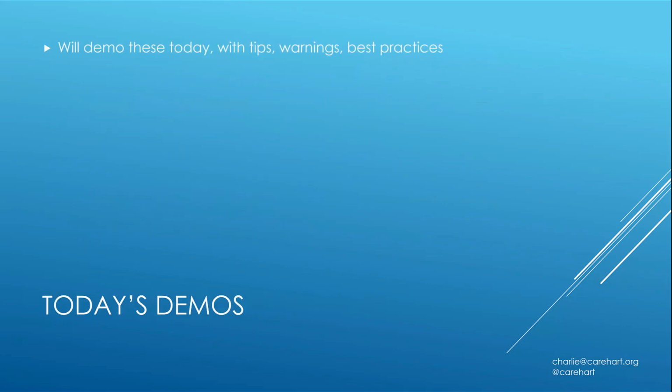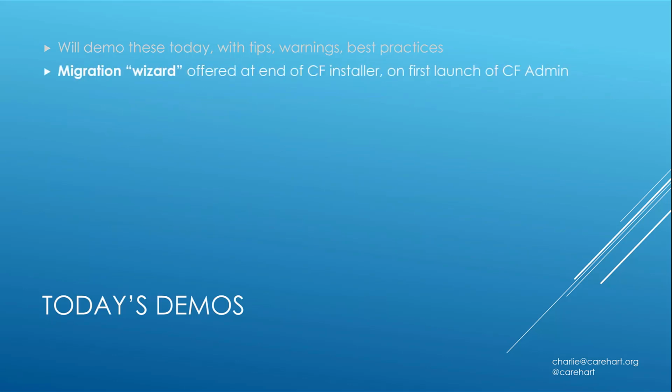And so today I'm going to show you these things, and I'm going to throw in some tips and warnings and best practices along the way. First, we're going to see the migration wizard that Adobe has long had in ColdFusion. It's offered at the end of CF installation when you first launch the admin. If it detects that there's a previous version, it says, hey, do you want me to migrate those settings in?